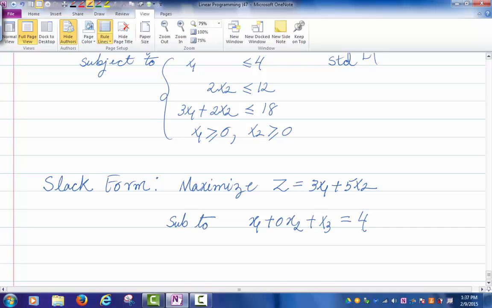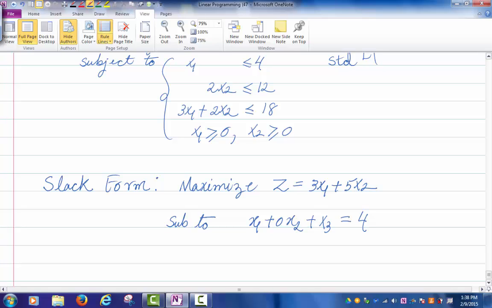So basically, what is x3? x3 is 4 minus x1, right? Should x3 be non-negative, or could it be negative? Remember, x1 is less than 4. So if x3 is 4 minus x1, then we want x3 to be non-negative. Think about this: if x1 is less than 4, I need to add something positive to make it equal to 4. So that's what I did. x3 is the slack variable.